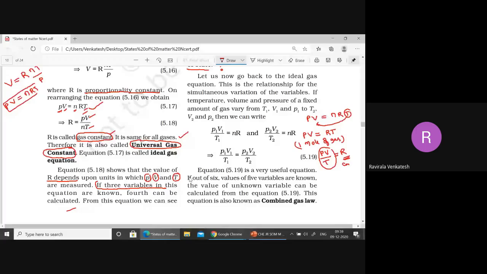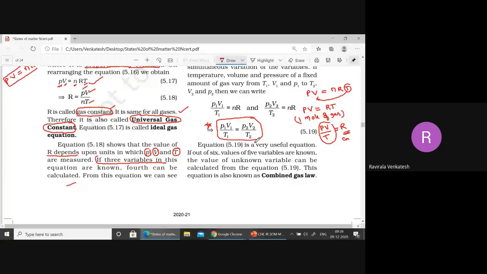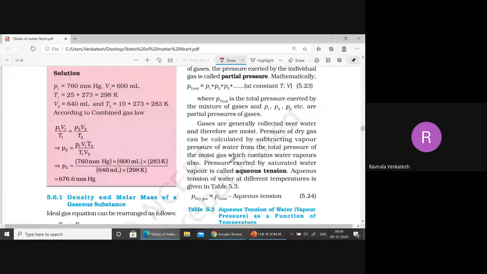This formula is very, very useful for you. If you know five of these variables, we can calculate the sixth variable. For example, if you know P1, V1, T1, P2, V2, you can calculate T2. This is called the combined gas law, because Boyle's law, Charles's law and Avogadro's law are all included. Based upon this, we'll do a small problem.